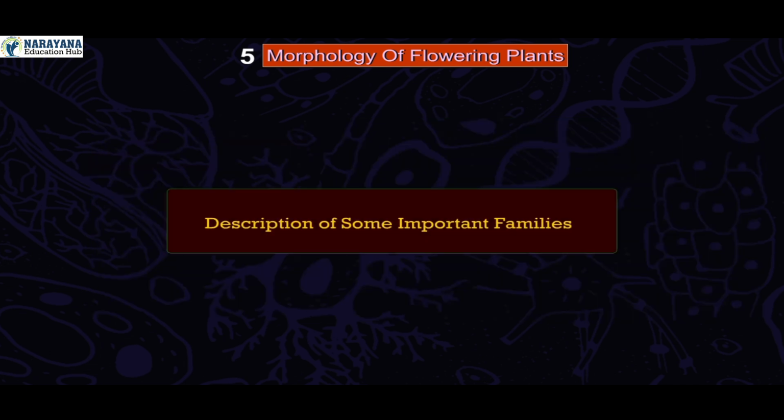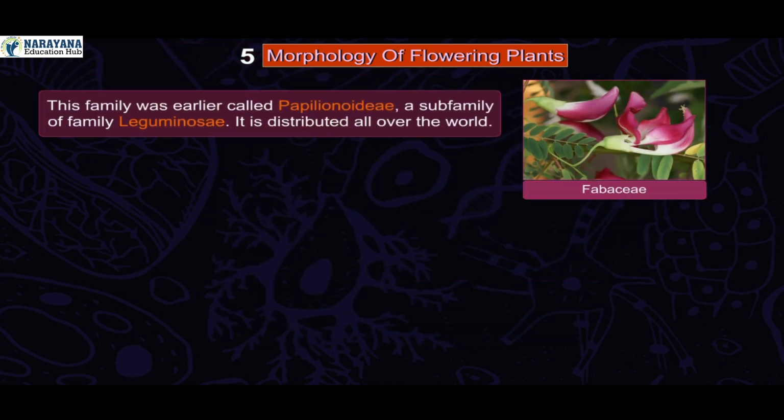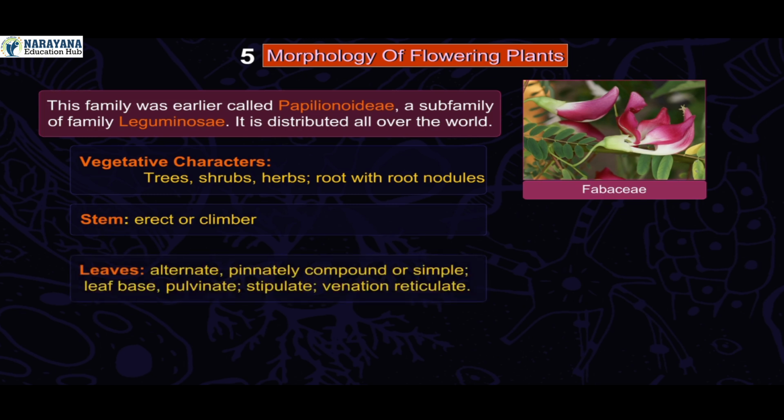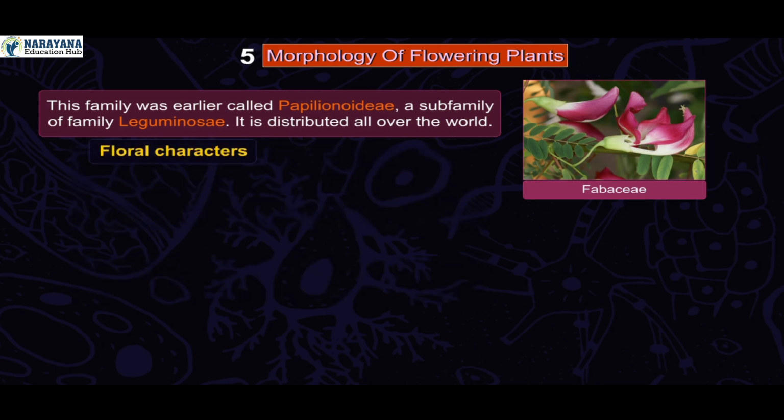Description of some important families. Fabaceae. This family was earlier called Papilionoideae, a subfamily of family Leguminosae. It is distributed all over the world. Vegetative characters: trees, shrubs, herbs; root with root nodules; stem erect or climber; leaves alternate, pinnately compound or simple; leaf base pulvinate; stipulate; venation reticulate.